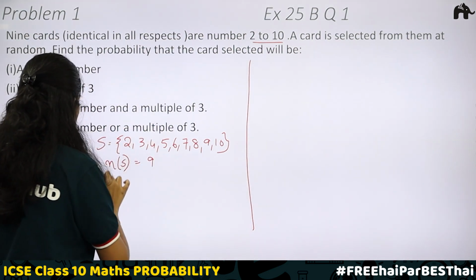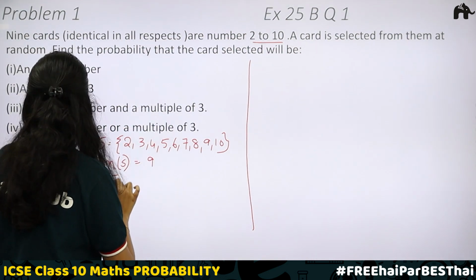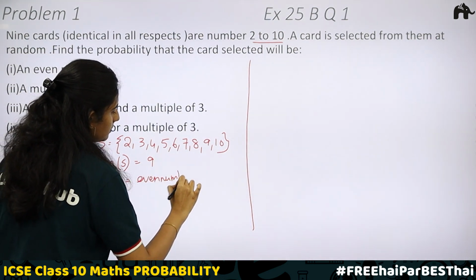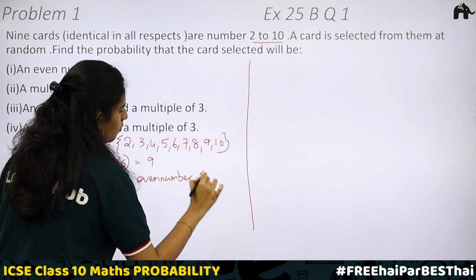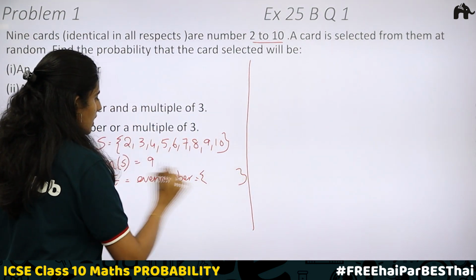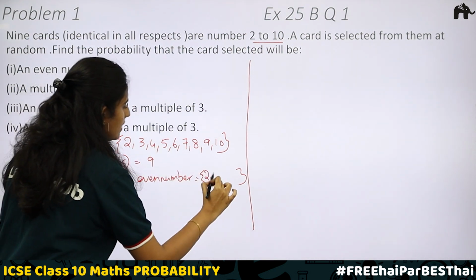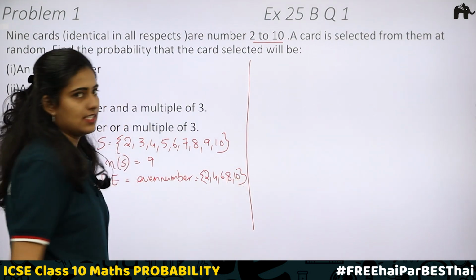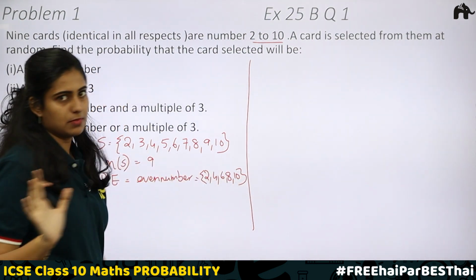Okay. Now the first one, here the event is getting an even number. What are the even numbers that are present in the sample space? 2 is an even number. 4 is an even number. 6 is even. 8 is even. 10 is even. So these are the even numbers.